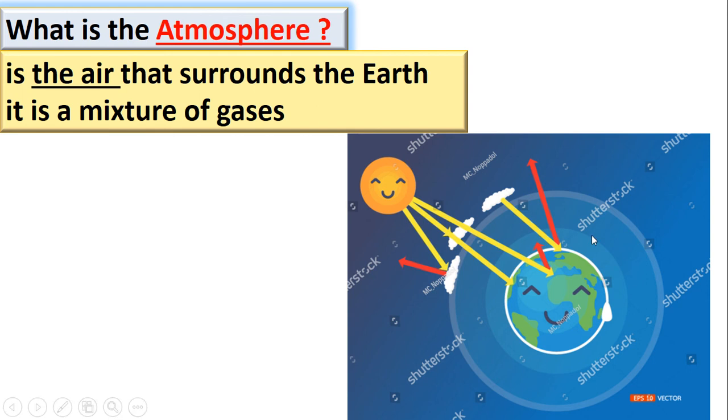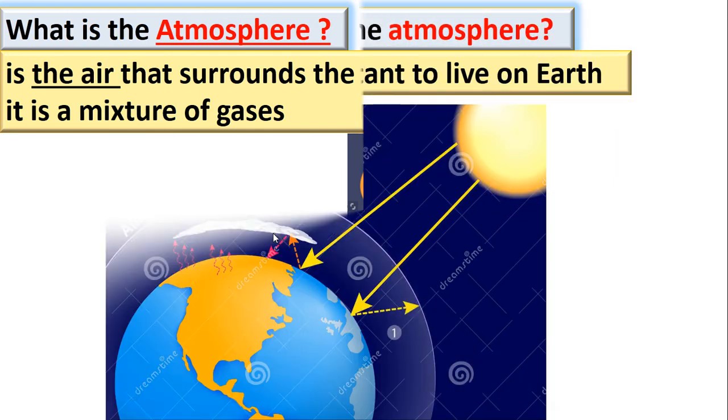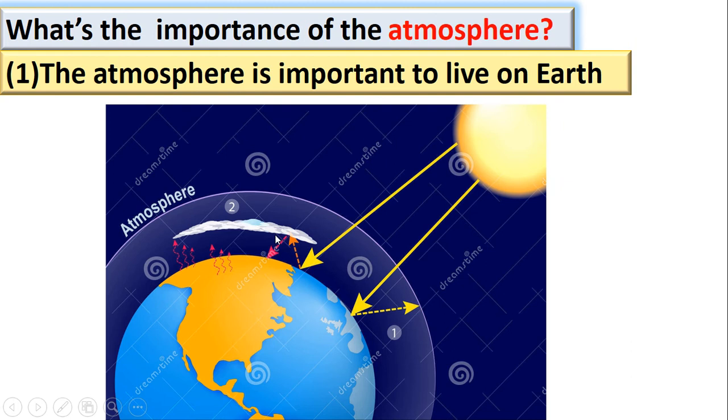What is the importance of the atmosphere? The atmosphere is very important to live on earth. Without the atmosphere, we cannot live on the earth. The atmosphere is protecting us from anything outside the earth. So, without the atmosphere, we cannot live on the earth.